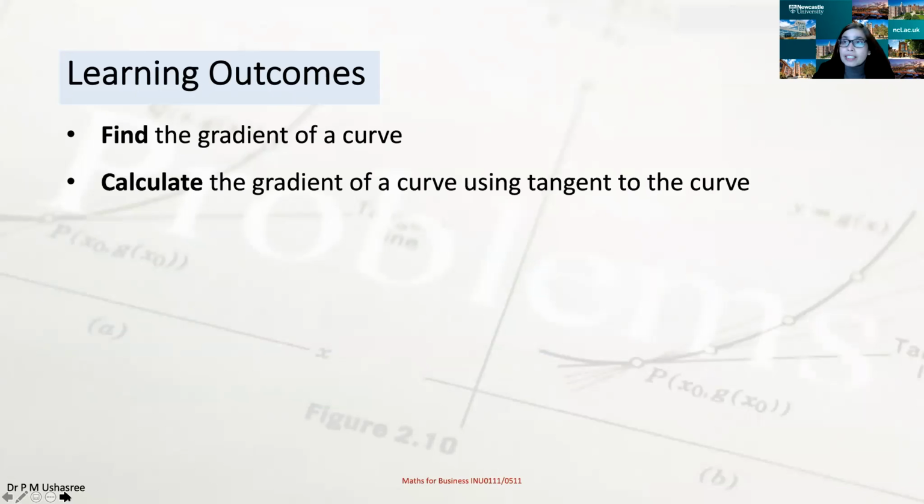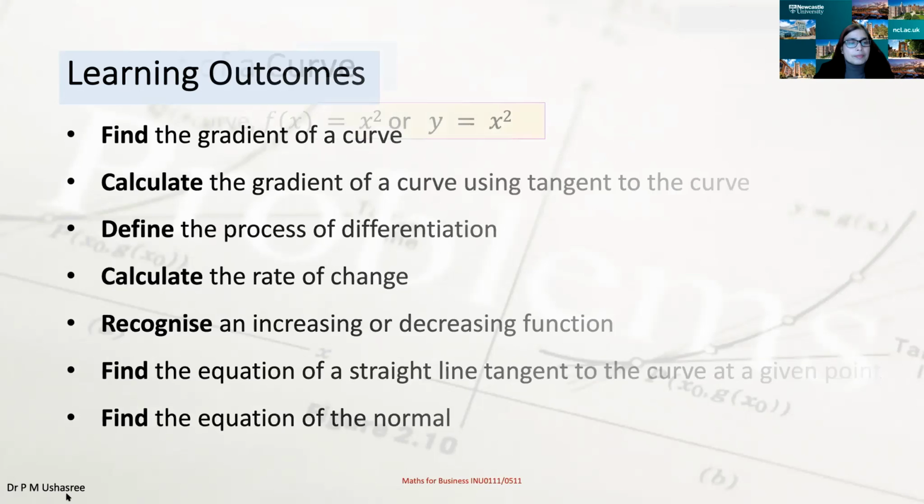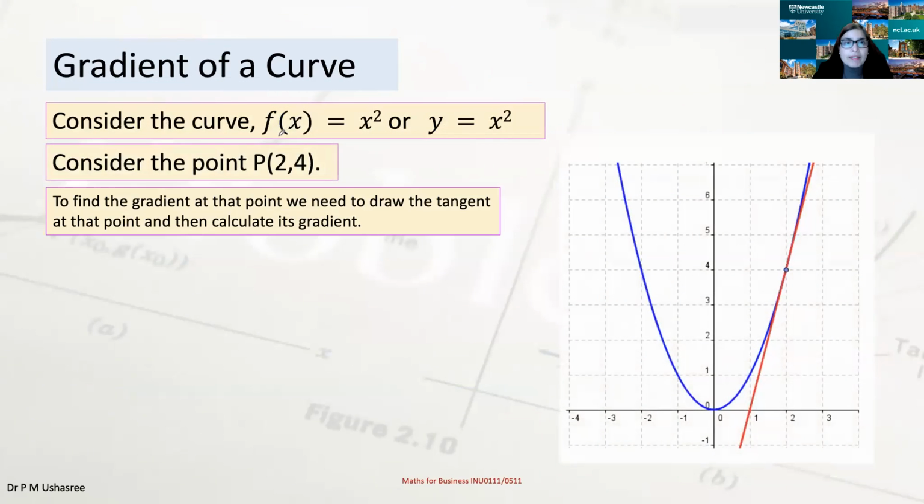Okay, so let's see now. We know how to find the gradient of a curve. Let's see how to calculate the gradient of a curve using the tangent to the curve. So let's take an example. Let's say we have a function f(x) equal to x squared. The function of the curve is x squared, that is, y is equal to x squared.